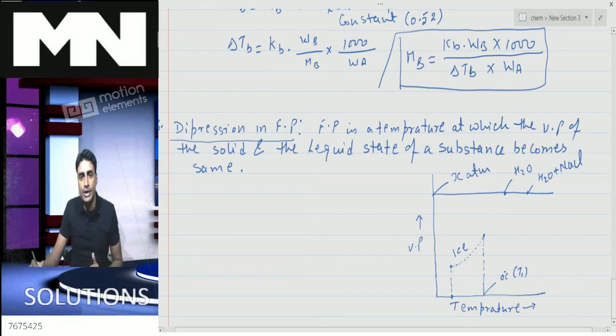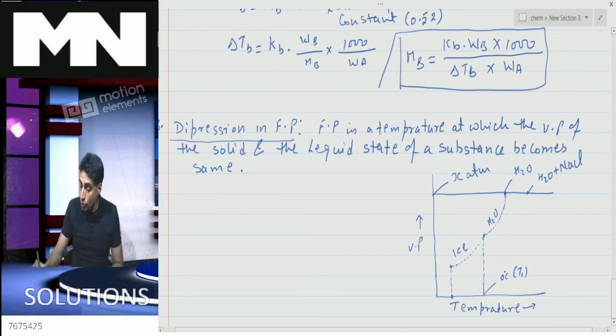On the other hand, I am decreasing the temperature of a sample of water. So its vapor pressure will decrease, because with decrease in temperature the evaporation decreases, and with increase in temperature the evaporation increases. So if I decrease temperature, the vapor pressure of water will decrease, and it will become equal to that of ice at 0 degree. So this line is representing water in the liquid state. You can see that at 0 degrees Celsius, the vapor pressure of water and ice is the same. So 0 degree is the freezing point of pure water.